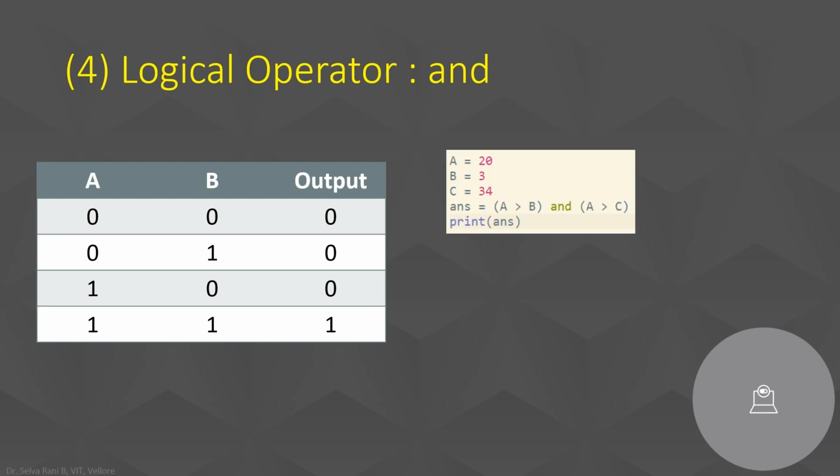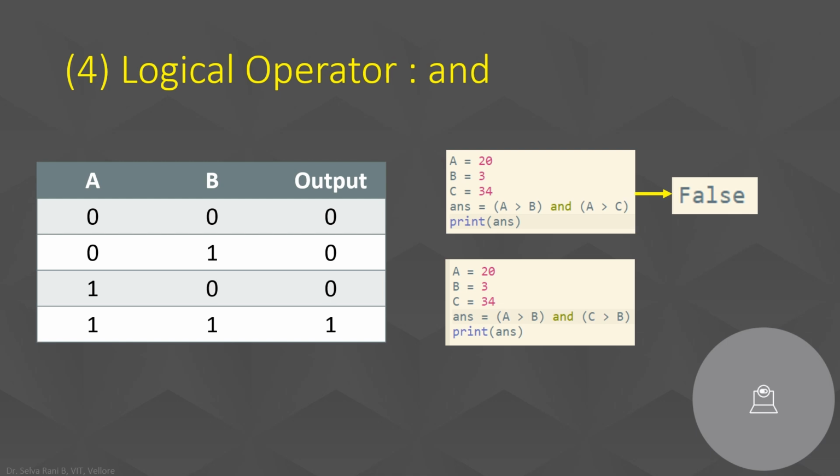So let A is equal to 20, B is equal to 3, C is equal to 34, and let's check A greater than B and A greater than C. And let's see what's the result. It's false. And A greater than B and C greater than B, here the result is true.